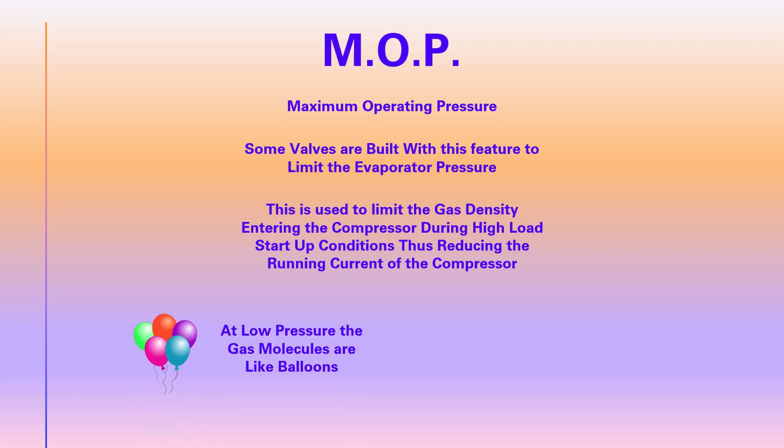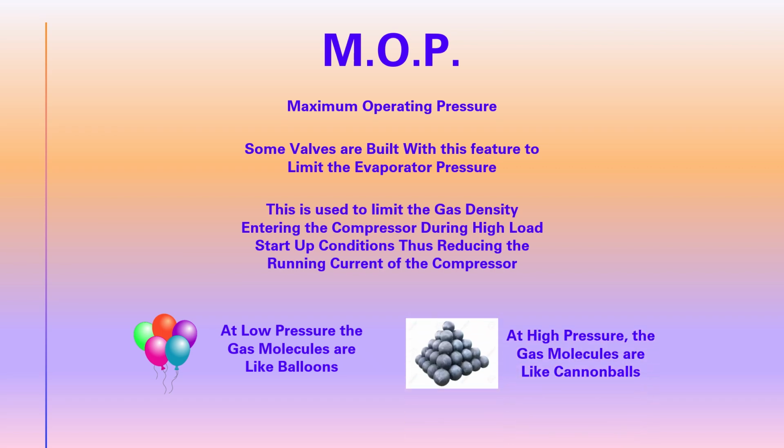If, for example, the pressure in the evaporator is low, the gas molecules are sort of like balloons, they're quite widely spaced. But with a high pressure caused by high loading on the evaporator, for example, the pressure within the evaporator will be much higher and the gas molecules are more like cannonballs. And as you can imagine, it's a lot harder to pump cannonballs than it is to pump balloons.